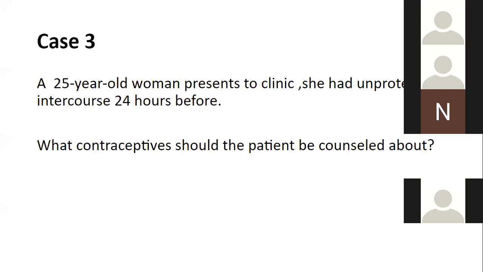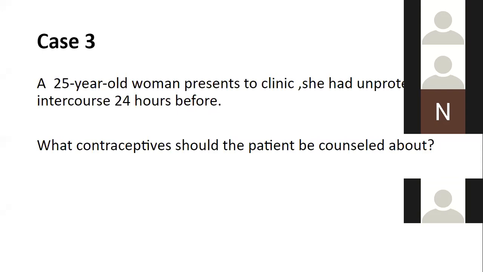Okay, moving to the next case. This is a 25-year-old woman who presents to the clinic. She's had unprotected sexual intercourse 24 hours before. What contraceptives should the patient be counseled about? So here, like when we were discussing the different methods available, we're thinking along the lines of emergency contraception.